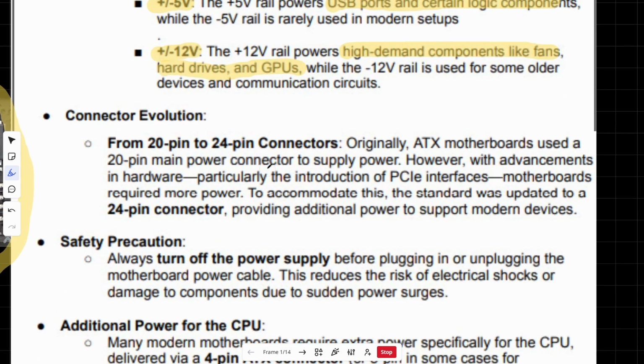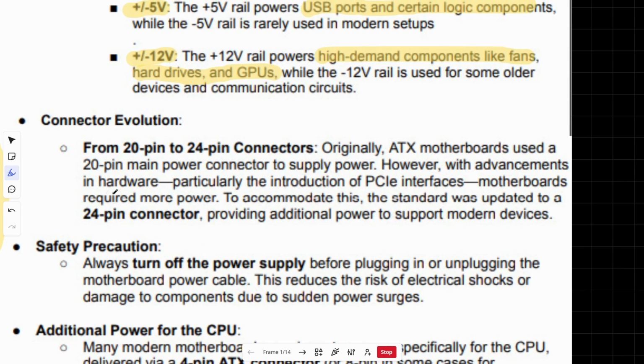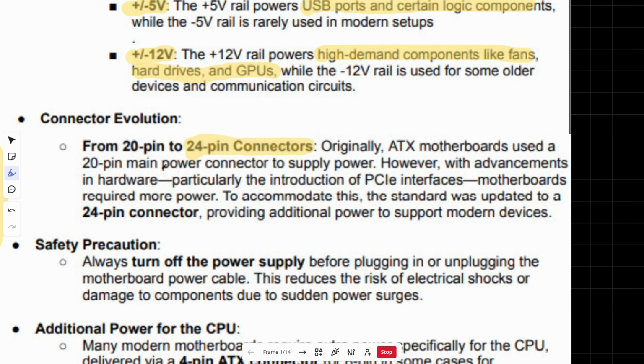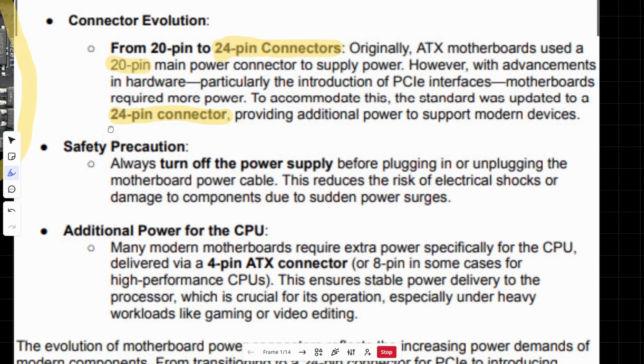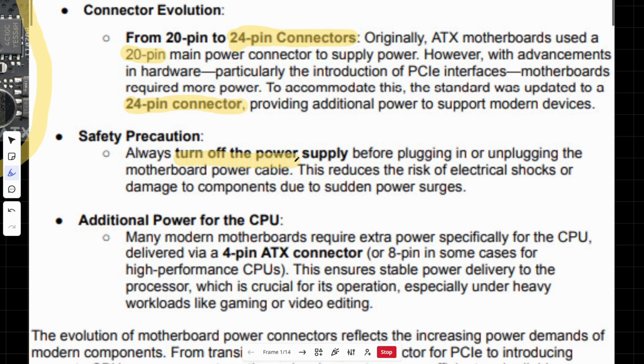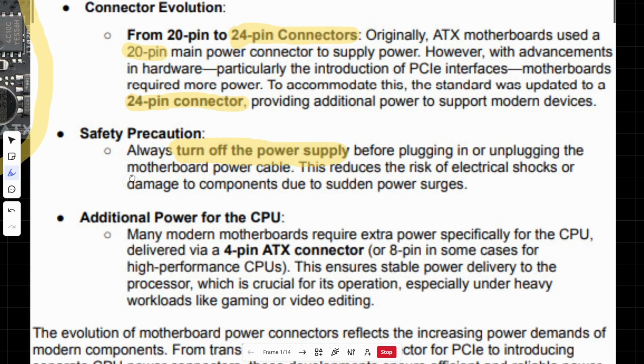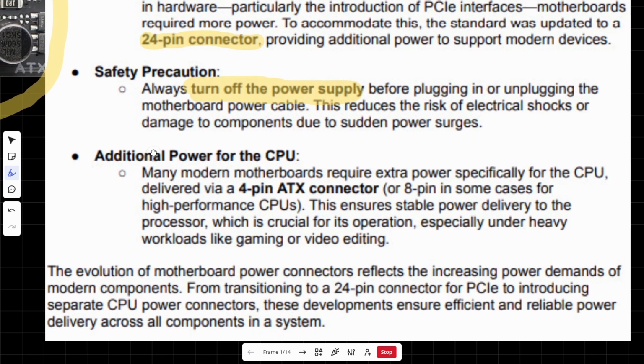Okay, we also need to know that the power connector that provides the power to the motherboard itself has 24 pins. All right, we need to know that it is a 24 pin connector. It used to be a 20 pin connector, but now it is a 24 pin connector, and that provides power to the motherboard. That's it, really. Of course, always turn off your power supply before doing anything. It's just a general safety thing.